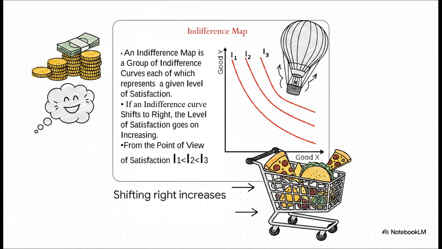Why is that? Because shifting to the right means you're reaching a point where your cart is significantly fuller, containing more of both items. More pizza and more tacos equals a higher level of satisfaction. It's a win-win.